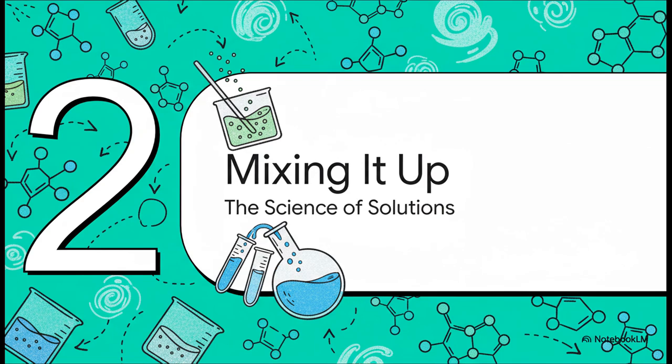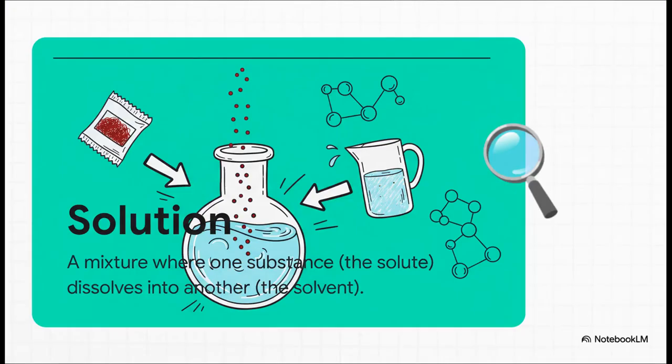Okay, so solid, liquid, gas, we got it. But things get really interesting when we start mixing them together. And that's how we end up with what scientists call solutions. A solution sounds complicated, but it's really just a mixture where one thing dissolves into another. So think about making a cool drink. The powder you pour in, that's called the solute. And the water you're mixing it into, that's the solvent.